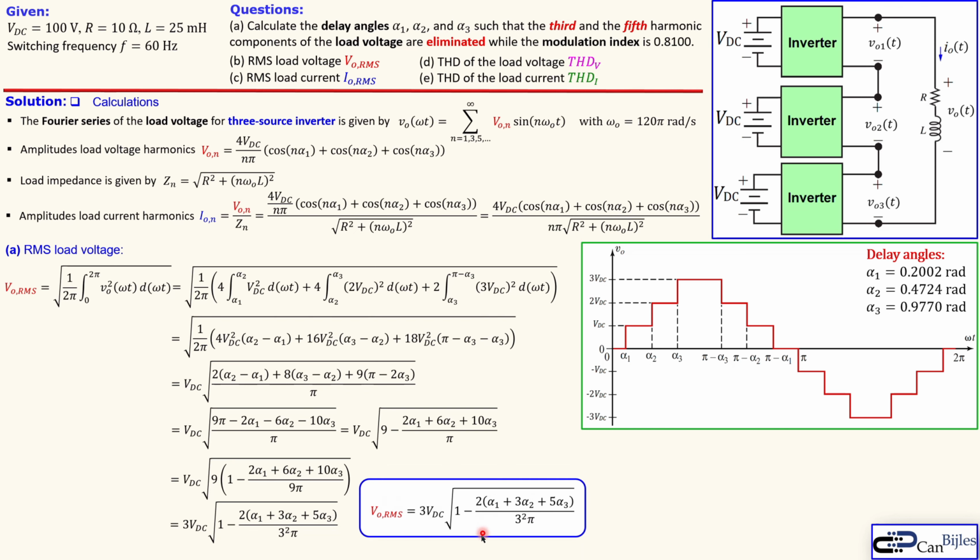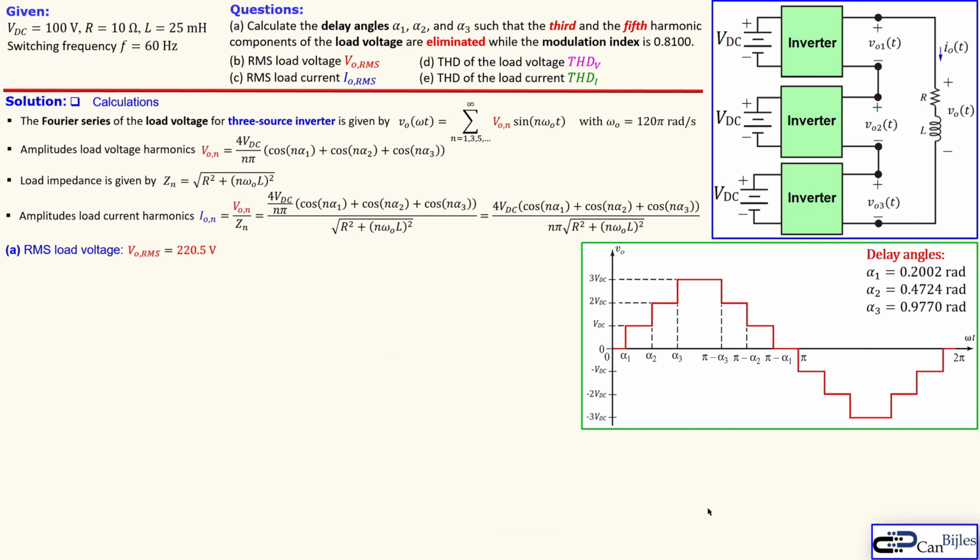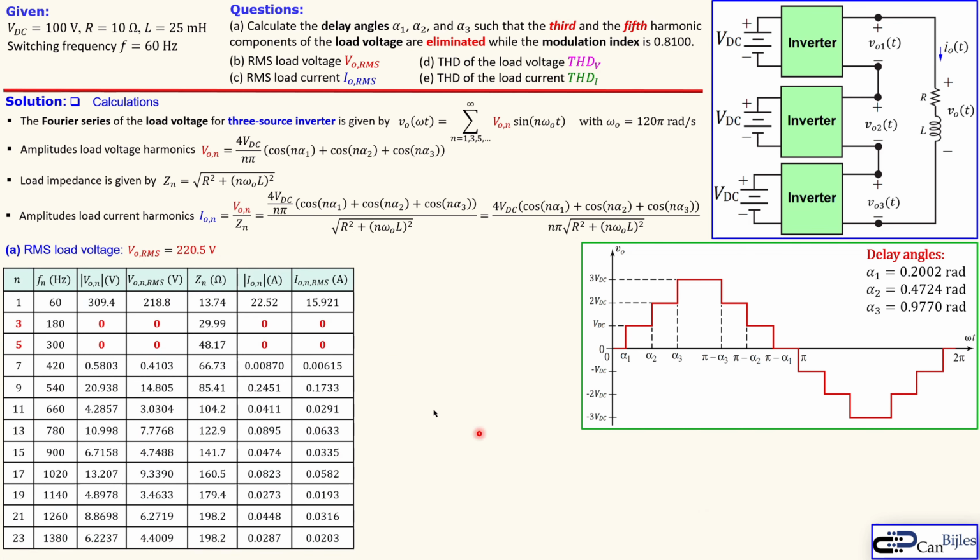Okay, now we have our expression for our 3 source multi-level inverter in this case, and we know the alpha 1, alpha 2 and alpha 3, and we need to use the radians here because this is given in radians, so we can substitute that, and that will give us, using the values, 220.5 volts. That is really the load voltage RMS. That's the first question, and this is now the table we will use for our later calculation.